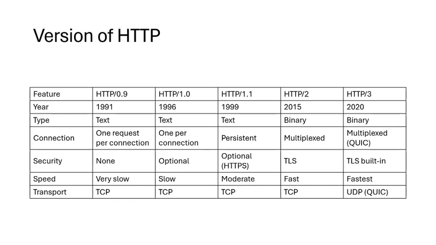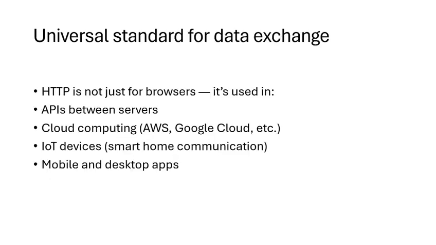So we have seen all the details. We'll conclude with why it is called a universal standard for data exchange. HTTP is not just for browsers. It can be used in apps too, and we require APIs between servers. It is also used in cloud computing like Amazon Web Services and Google Cloud, and in IoT devices, mobiles, and desktops too. It plays a vital role in communication with websites and mobile apps. So it is called a universal standard for data exchange. And thank you.